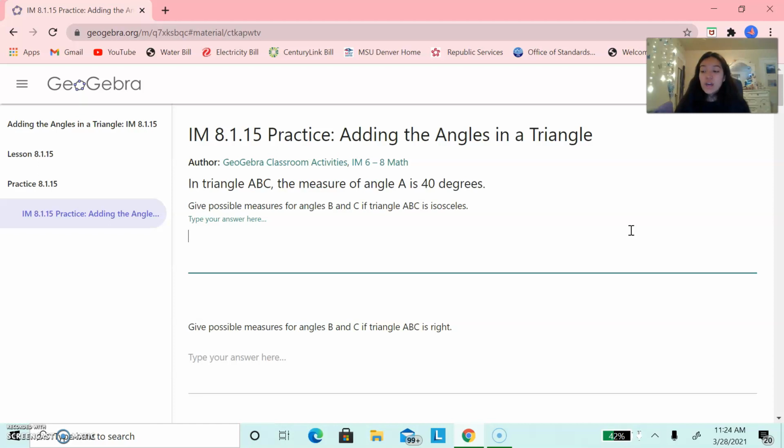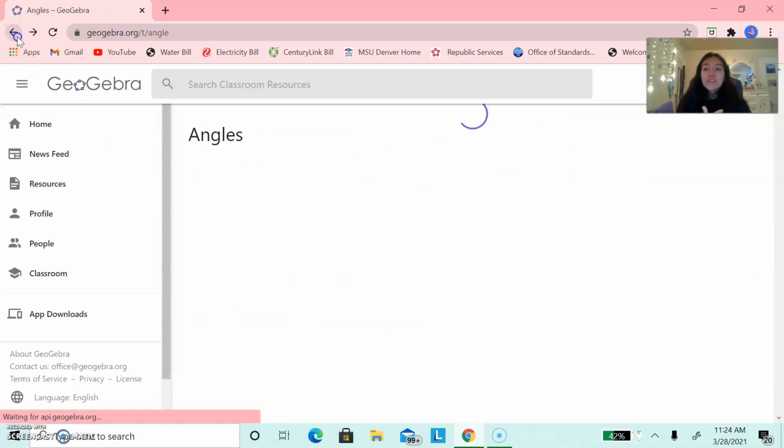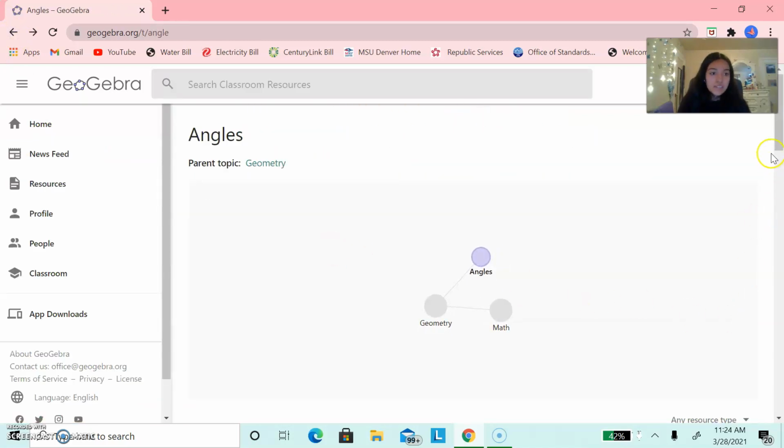These activities do help students retain information because there are many activities. There's activities where you type and there's activities where it's check your answer. And there's a lot of interactive activities.